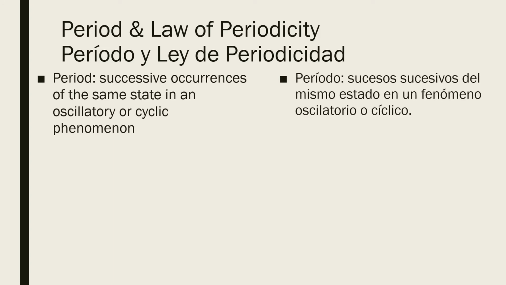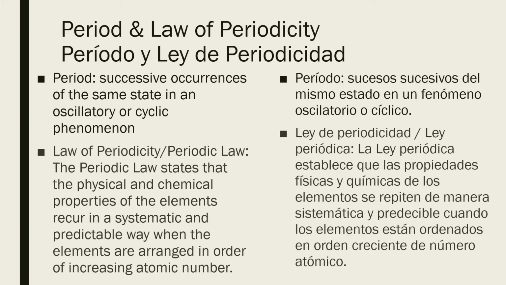A period is a successive occurrence of the same state in an oscillatory or cyclic phenomenon. In other words, something repeats. The law of periodicity, or the periodic law, states that the physical and chemical properties of the elements recur in a systematic and predictable way when the elements are arranged in order of increasing atomic number.